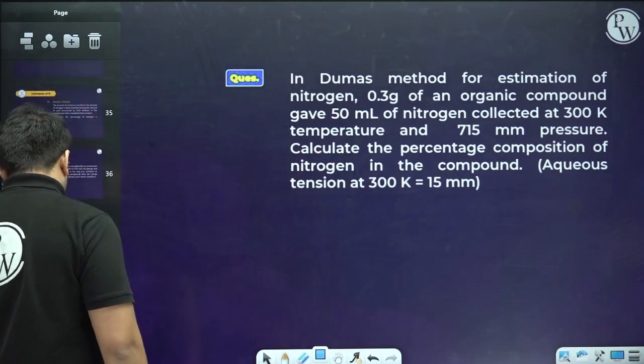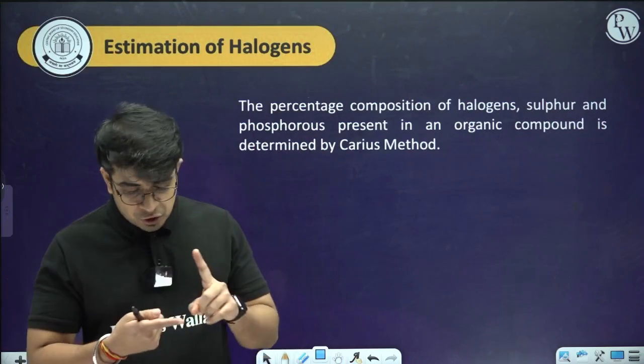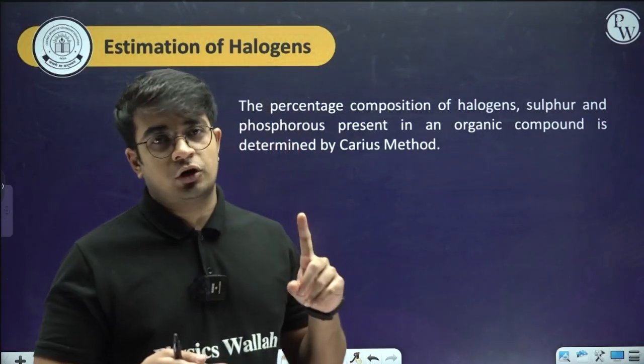Okay. Now let's talk about the next part, which is related to the estimation of halogens, estimation of sulfur, estimation of phosphorus.